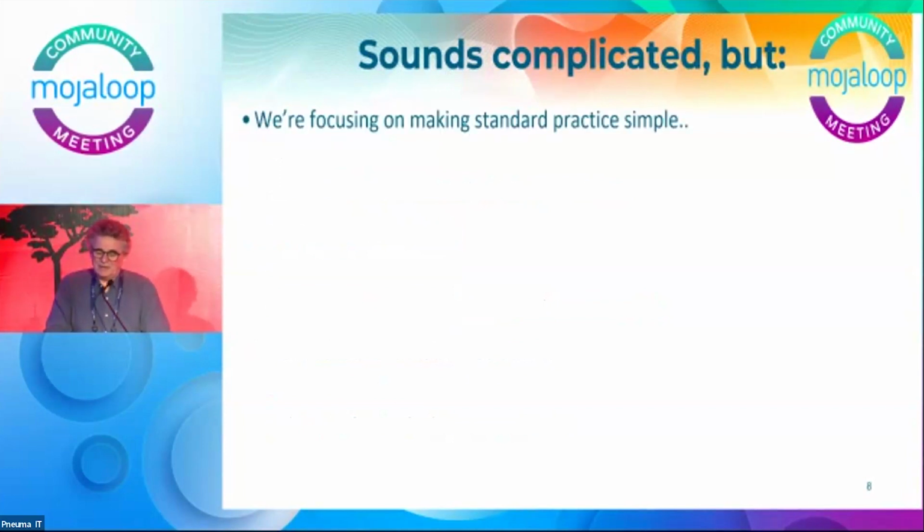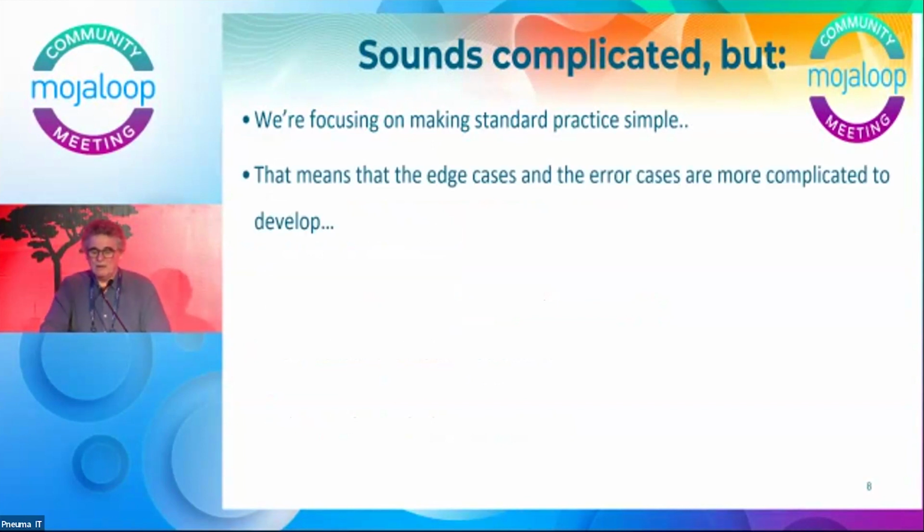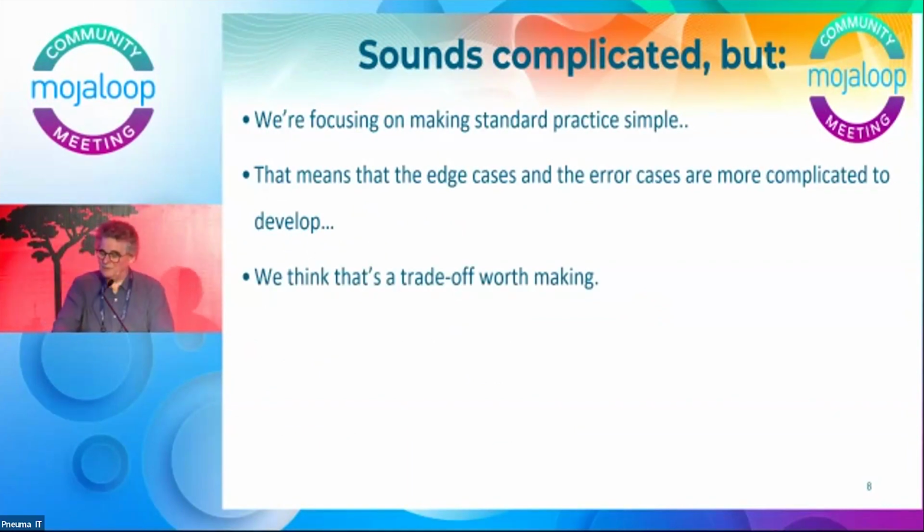We really wanted to make standard practice simple, to enable people to say simple things like, I want to settle this set of transfers in this set of settlement batches. We found that meant that the edge cases and the error cases were more complicated to develop. But basically, we thought that was a trade-off worth making. And I hope that you'll agree when you see the astounding work that Jason's been doing.